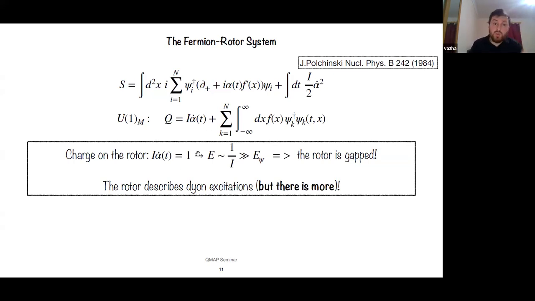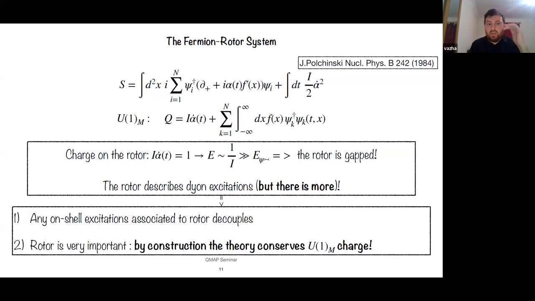So if you put unit charge on the rotor, you will see that its energy scales as 1 over I. But as I told you, a puzzle arises in monopole-fermion scattering in the situation when the fermion does not have enough energy to excite the ionic state. Because of that, to replicate this situation, I will take 1 over I to be much larger than the fermion energy for the rest of the talk. So basically, any ionic excitations associated with the rotor, any on-shell ionic excitation, will decouple.